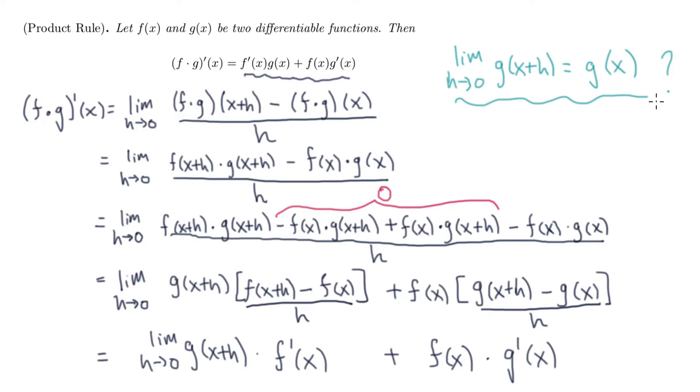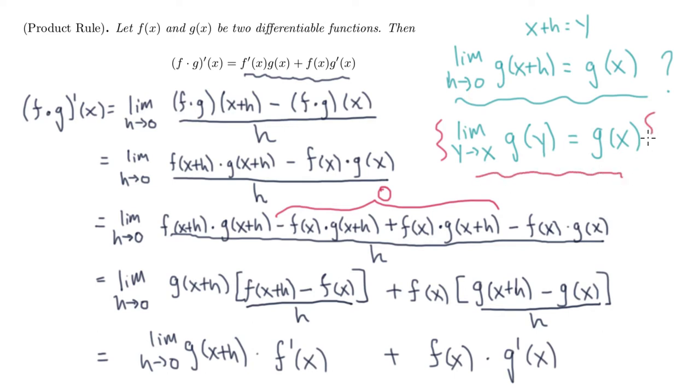Let me just rewrite it for you. Let's let x plus h equal, say, y. Then as h goes to 0, y is approaching x. So this is the same thing as saying the limit as y approaches x of g of y is equal to g of x. But this is starting to look familiar. This is just saying that g is continuous at x.